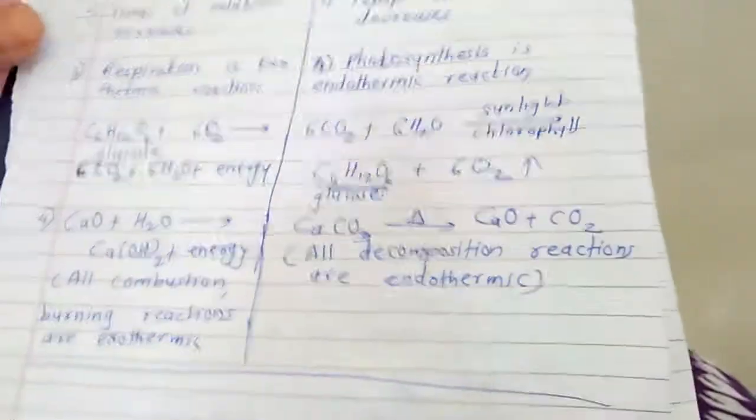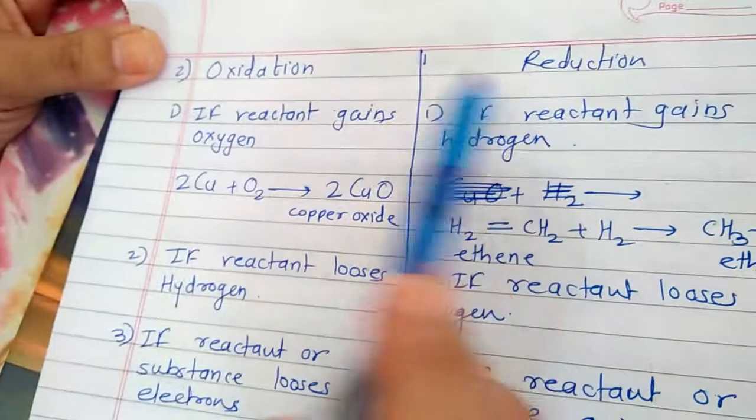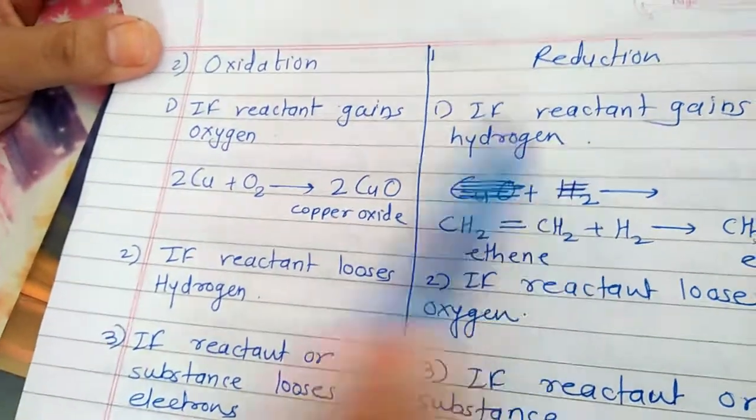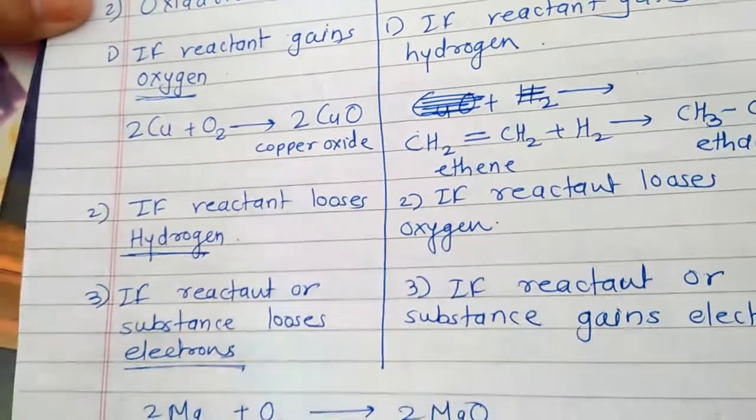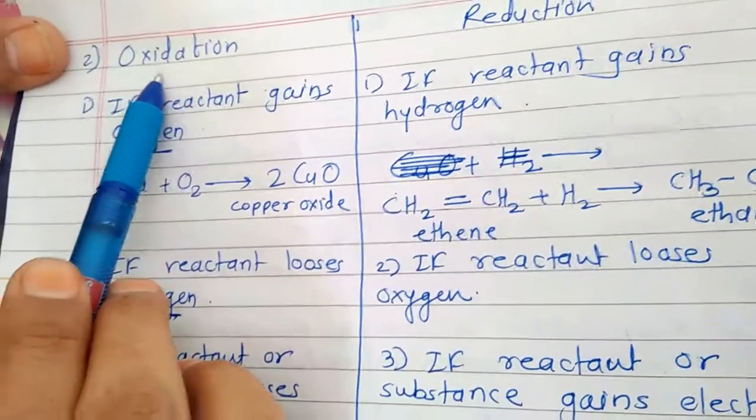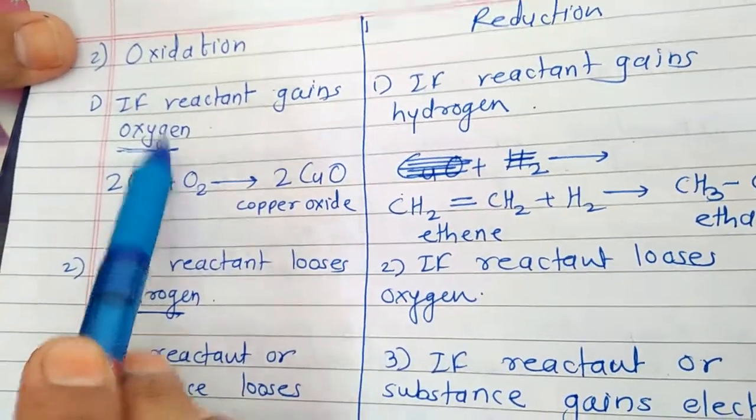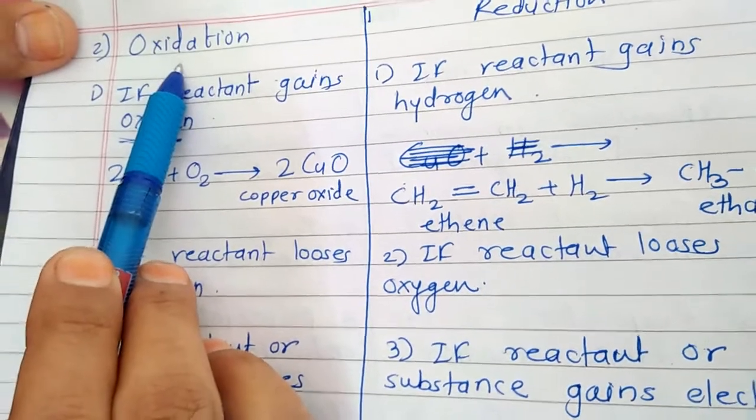Next we have to study the next type of reaction, that is the oxidation and reduction reaction. Now see, oxidation and reduction reactions are studied on the basis of three things: on the basis of oxygen, on the basis of hydrogen and on the basis of electrons. So what is oxidation? Oxidation is the reaction in which the reactant gains oxygen. When oxygen is added to the reactant, then it is oxidation.